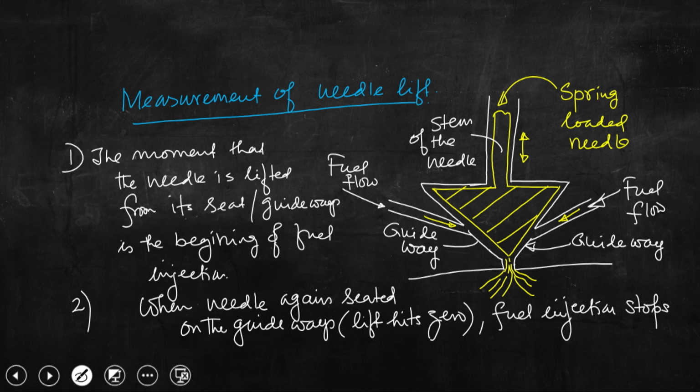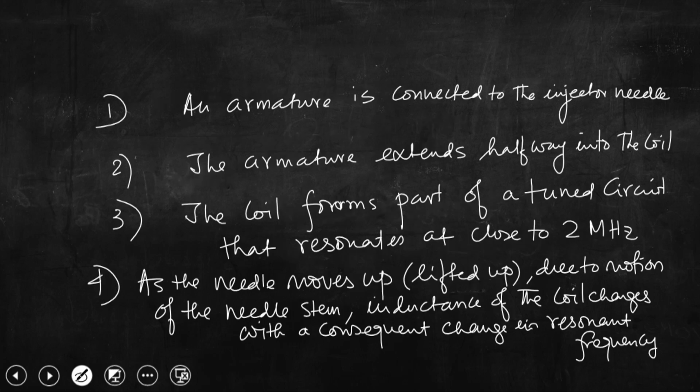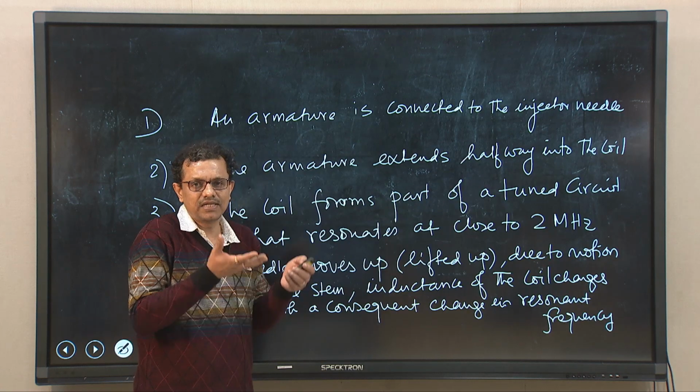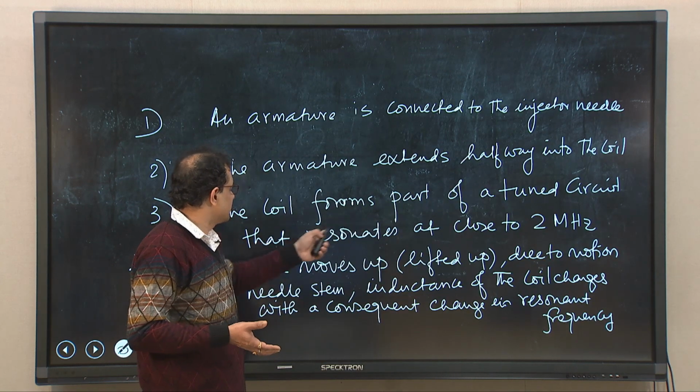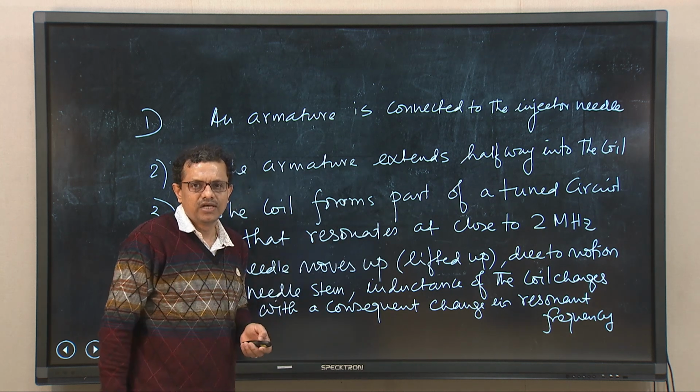Right, what are the steps? We are using a frequency modulated system which essentially relies on the change in inductance of a coil and that should be recorded. So what is done? The armature is connected to the injection needle through the stem and that armature extends halfway into the coil. So there is a coil which is uniformly wound, and the armature is halfway into it. As the needle is lifting off, the coil forms part of the tuned circuit that resonates at close to 2 megahertz.